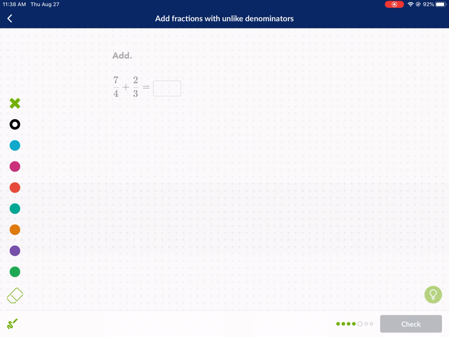Maybe just one more for good measure. 7 over 4. I'm going to do this one a little bit styled differently so you can see what you can do if you don't have a lot of vertical space. I gave it some extra space because I know that 3 does not go into 4, so we need to find a common denominator.